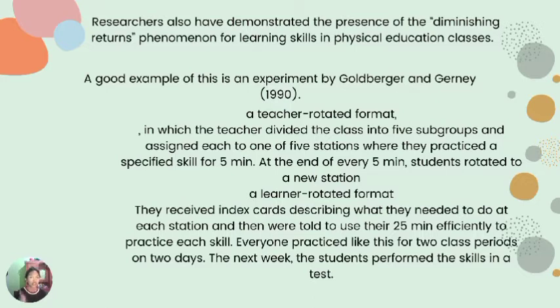The second is the learner rotated format. They received index cards describing what they needed to do at each station and were then told to use their 25 minutes efficiently to practice each skill. Everyone practiced like this for 2 class periods on 2 days. The next week, the students performed the skills in a test. The skills they practiced here were football skills.